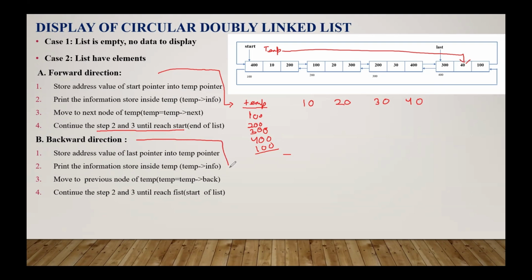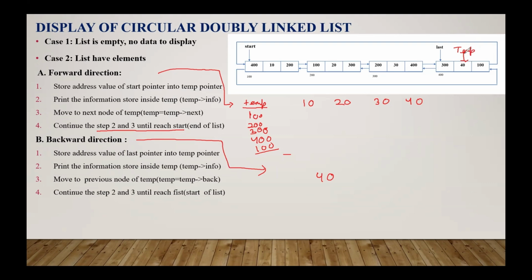Now for the backward direction, what do we do? Store the address of last in temp. Previously temp stored the start address. Right now temp stores the last value, so temp points to this node. The same procedure: print the information stored inside the temp. Print this value, then move to the previous node by temp equal to temp back.